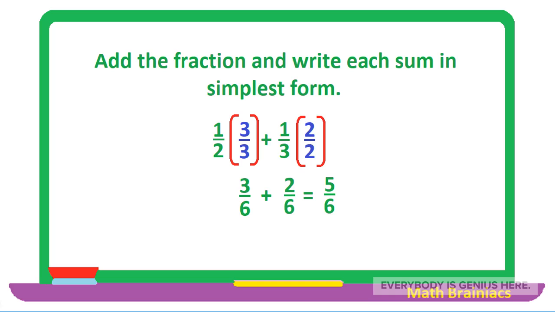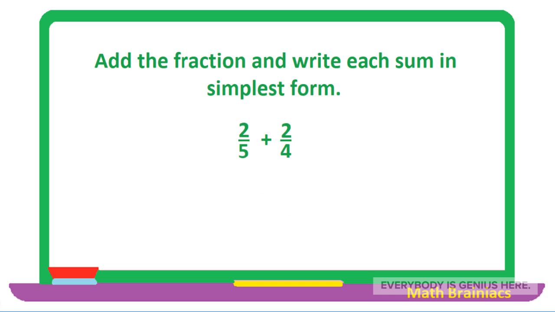Now we can add them, but we're just going to maintain the denominator as it is, because it is the same. So, we're just going to add the numerators. 3 plus 2 will give us 5. And our answer is 5/6. Therefore, 1/2 plus 1/3 is equal to 5/6. Let us work on another example so that you can fully understand the lesson.